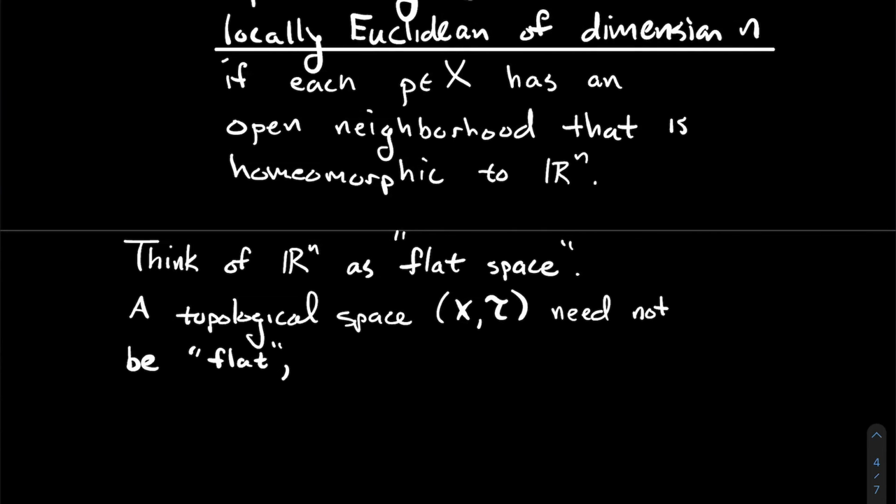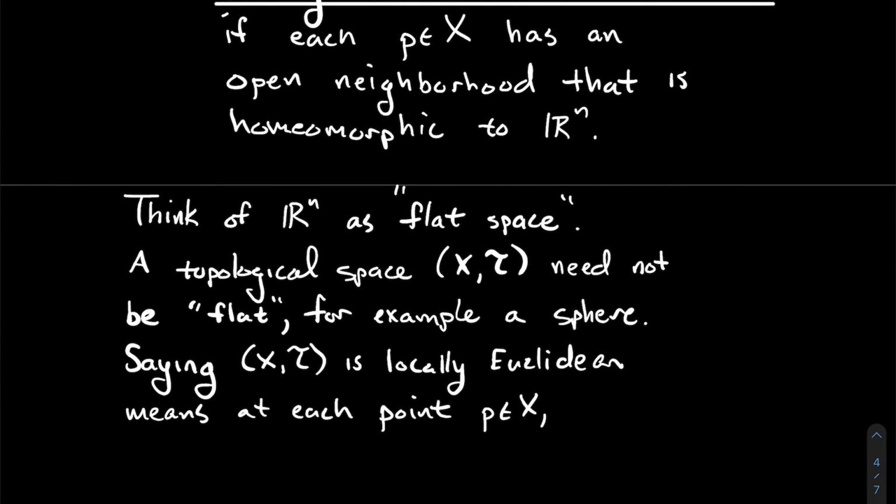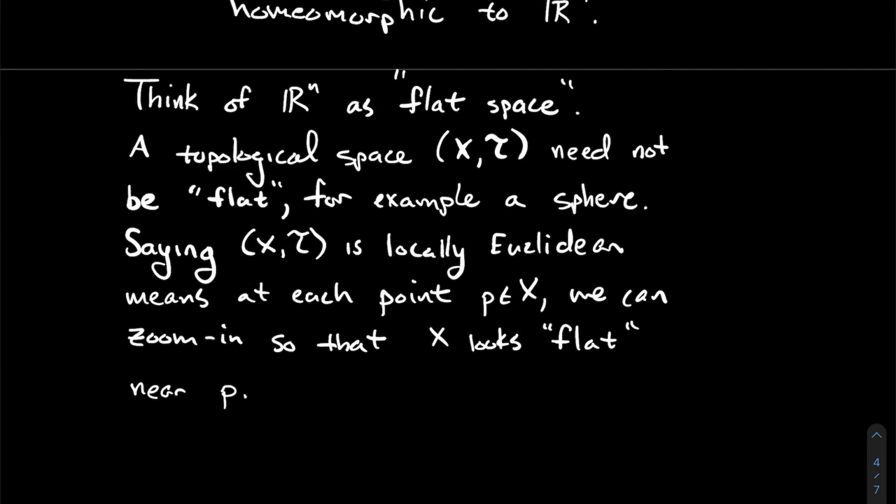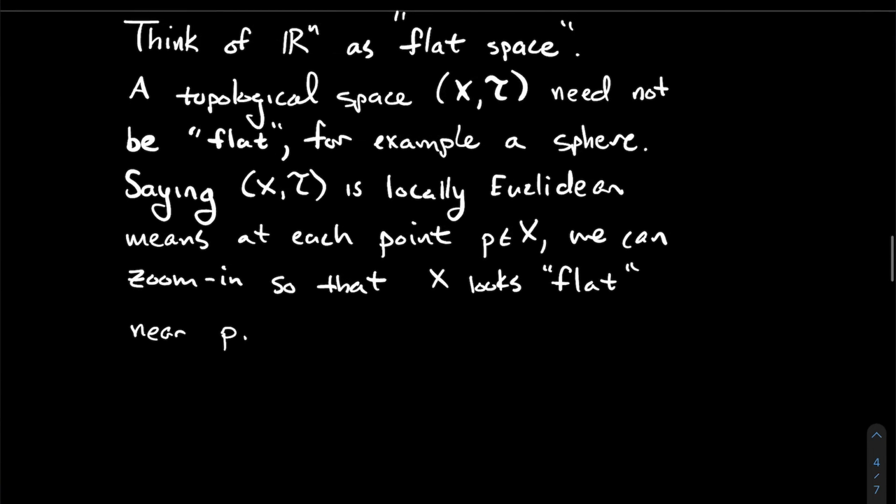Now, topological space X need not be flat. So think about like a sphere in its own right. So don't think about embedding a sphere in space, right? Don't think about coordinates or anything like that. Just think about a sphere. And so it's not flat space. So if we're going to say that X is locally Euclidean, that means that at each point P in X, we should be able to kind of zoom in so that X looks flat near P.